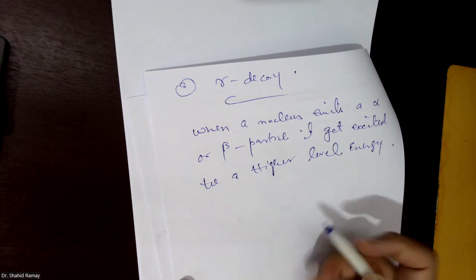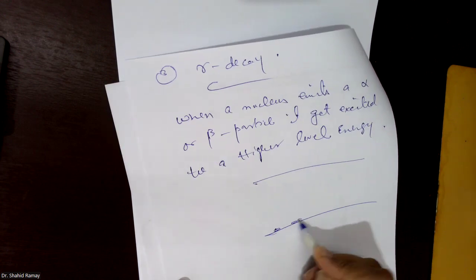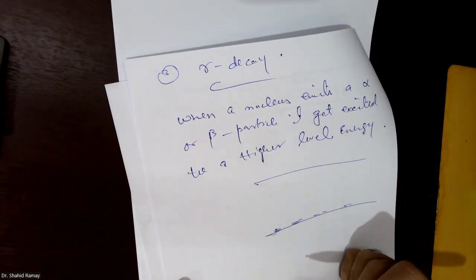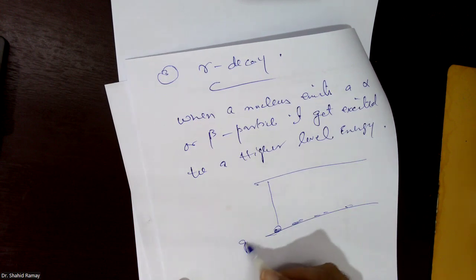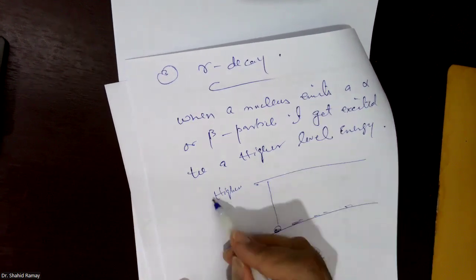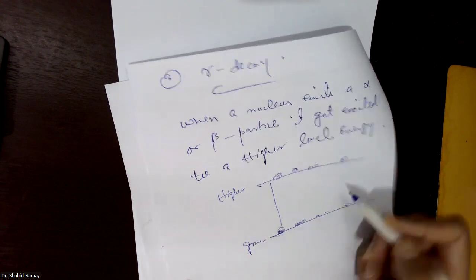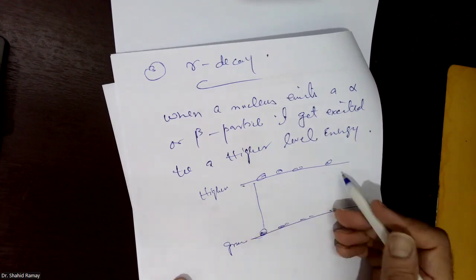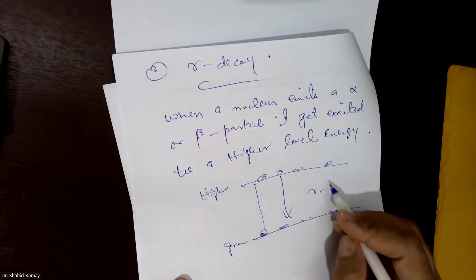So excited state means that if we have two energy levels, the electrons are here, and if any alpha or beta particle is emitted, the electrons get energy and go from the ground level to the higher level. This higher level is called the excited level. So now the electrons are here. But there is a time to stay for any electron on the higher level. When it comes back, it emits gamma rays.